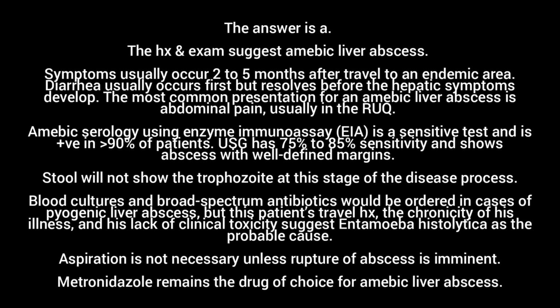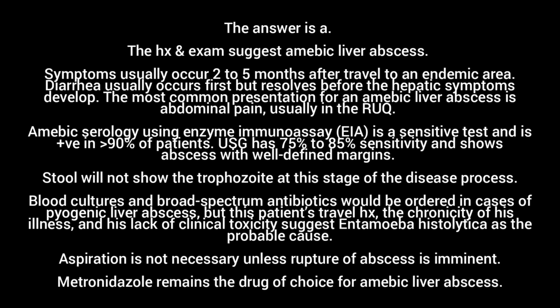The history and examination in this case suggest an amebic liver abscess, and symptoms usually occur 2 to 5 months after travel to an endemic area. Diarrhea usually occurs first but resolves before the hepatic symptoms develop. The most common presentation for an amebic liver abscess is abdominal pain, usually in the right upper quadrant. So this is the scenario of the amebic liver abscess.